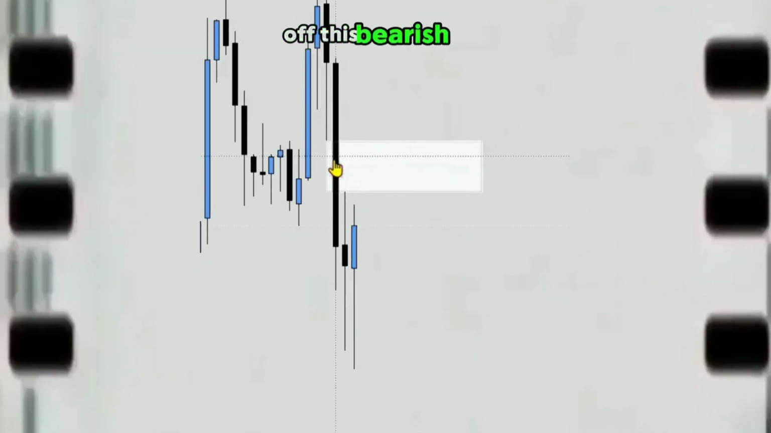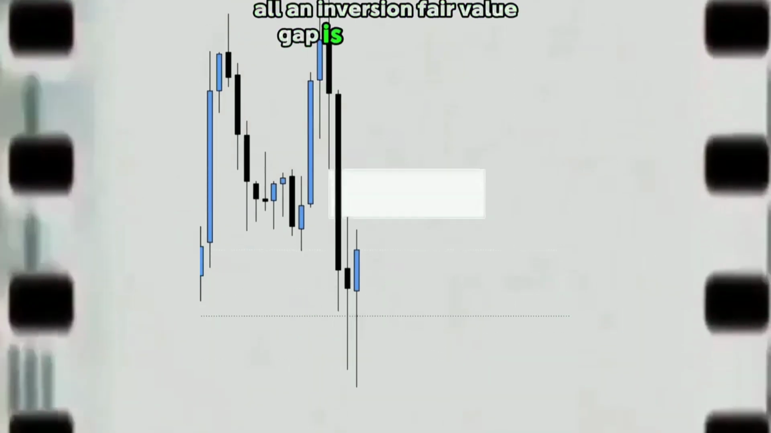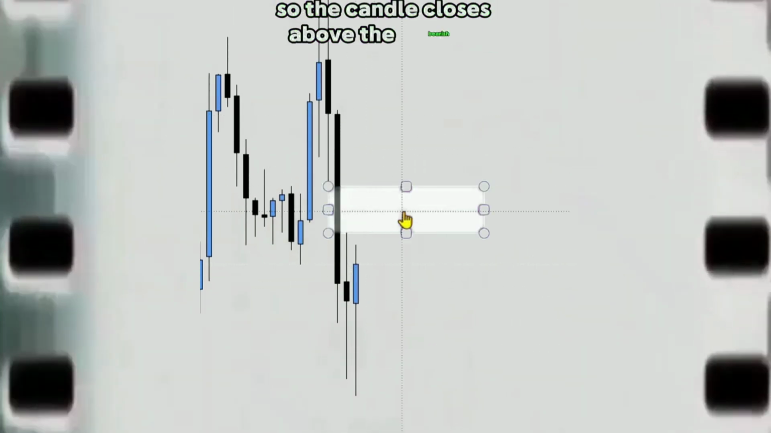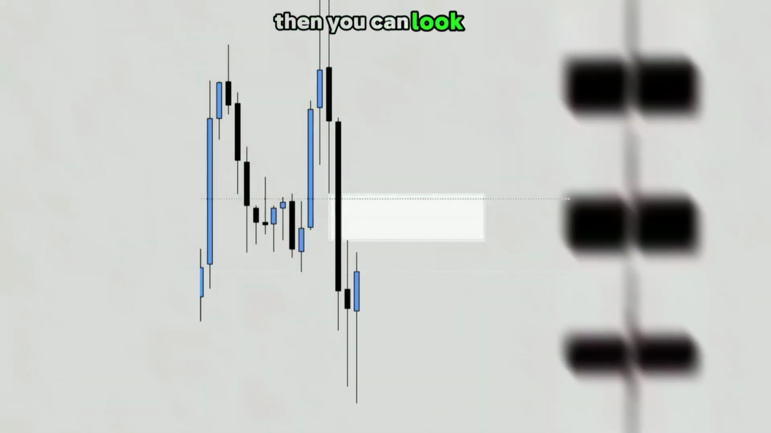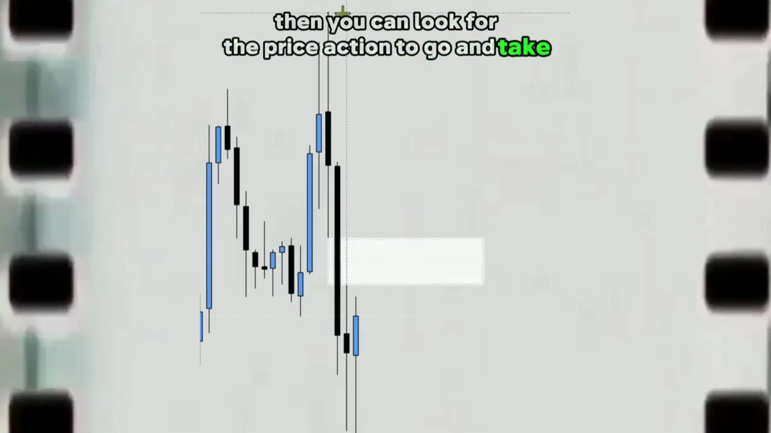Most ICT traders will be shorting off this bearish fair value gap right here because they think we have a market structure shift or something, but actually what you want to do is wait for an inversion fair value gap. All an inversion fair value gap is, is once a bearish fair value gap gets disrespected, so the candle closes above the bearish fair value gap, that means that the fair value gap has then been inversed. Then you can look for the price action to go and take the liquidity.